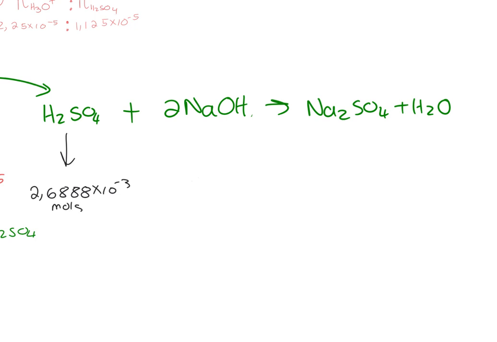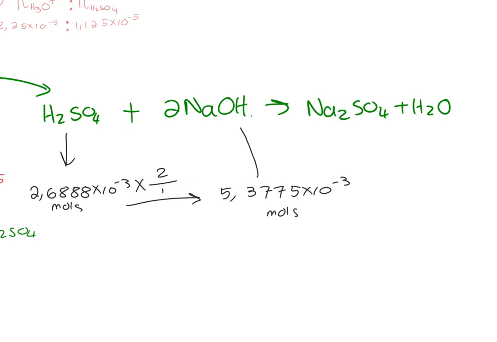Now to get from the moles of acid to the moles of NaOH, I'm going to use my ratio. What's my ratio? Yeah, so we're going to use the ratio 1 over a half. We want the NaOH, so we're going to use 2 over 1. That's my mole ratio. So we're going to multiply that together to get 5.3775 times 10 to the minus 3 moles.